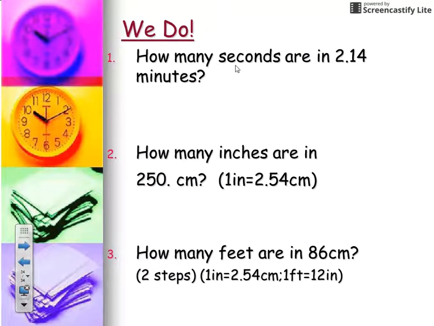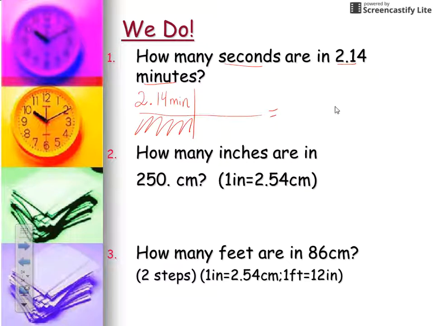We'll start off here with a really basic one. How many seconds are in 2.14 minutes? So our given is 2.14 minutes. That's what we're going to define as our given. And then you're going to put your T-chart. And I usually come over here and I'll go ahead and write down the unit that I'm trying to find. So we're trying to go to seconds.